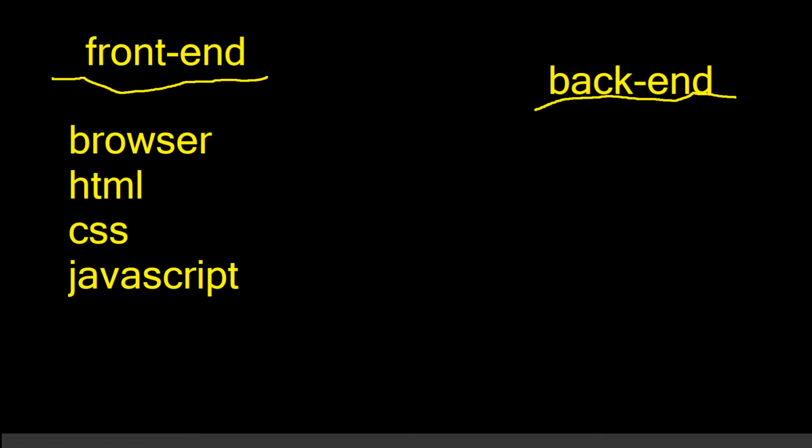Conversely, on the back end, these are things that need to be processed by our server. So we need some sort of interpretation to happen to them. And these are going to be languages like Kotlin, which is Java for the web, or PHP.